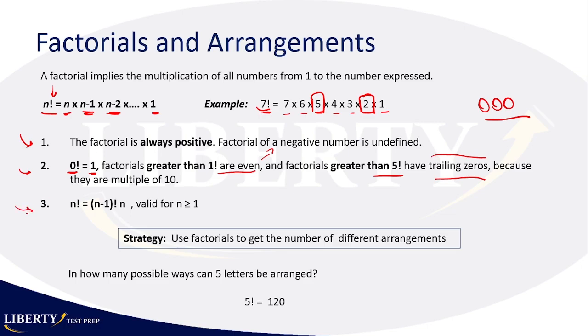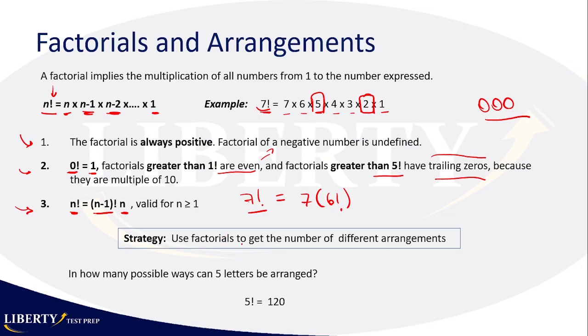And then a factorial could be distributed as the number and the factorial of one number less than that. So for example, if you say factorial of 7, that's the same thing as saying 7 times 6 factorial. You see? So that's going to be helpful for us when we work with combinatorics. Now, why do we need to know factorials? Why are factorials important? Because that's going to help us get the arrangements of certain things, okay?